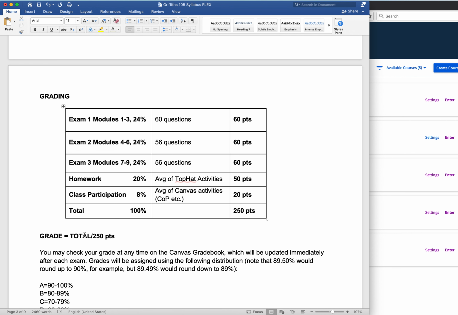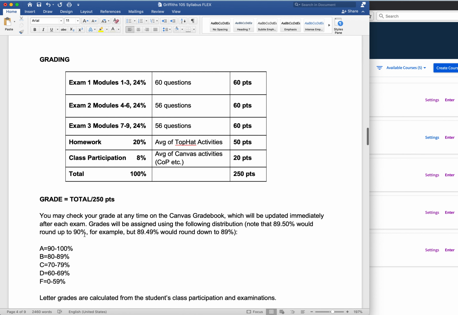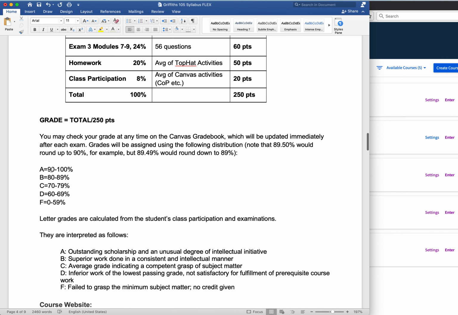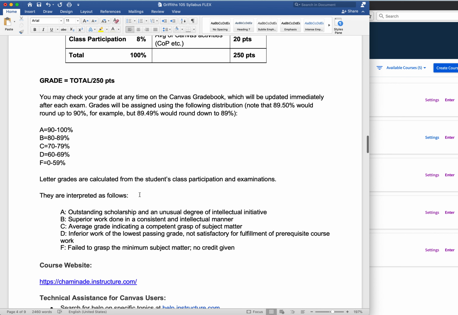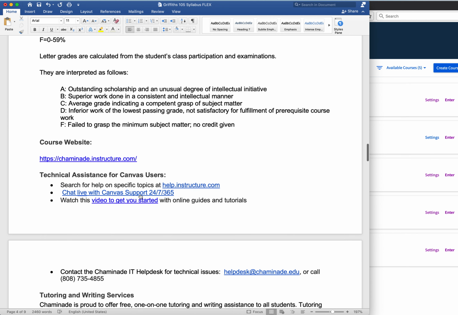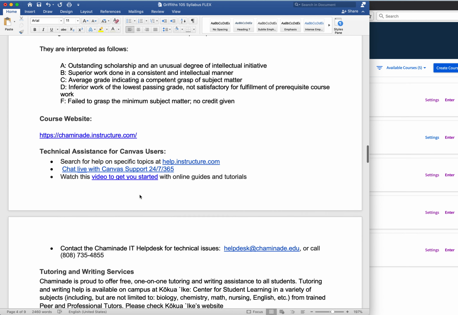All of your grade is basically the sum of your points divided by 250, which is the amount you're able to get total. And then we're working on a 10-point scale, so 90 to 100 is an A, 80 to 89 is a B, etc. Okay, so that's going to summarize basically the syllabus.